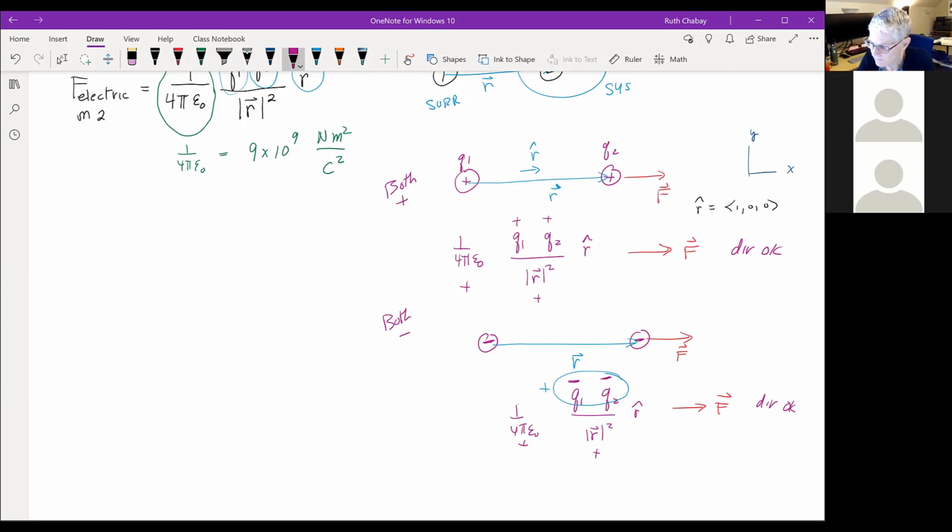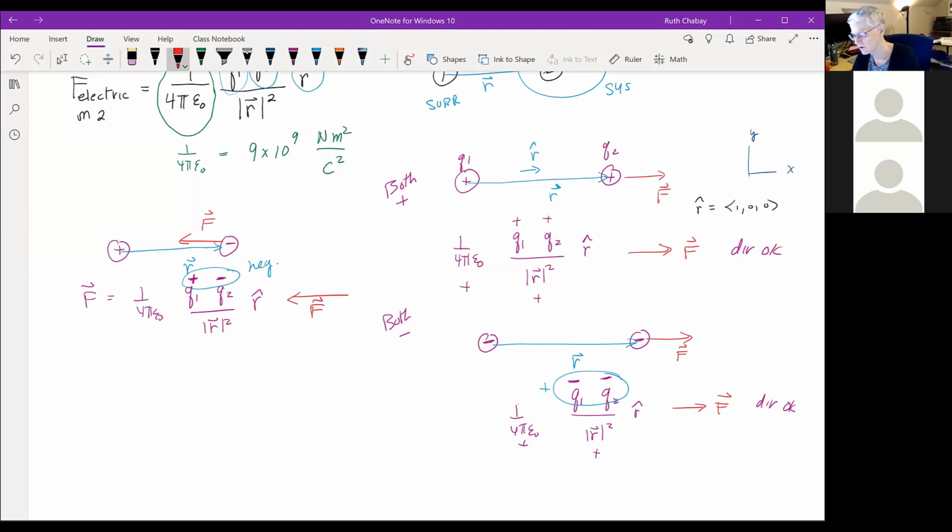So the remaining case is if one of them is positive and the other is negative. Now we still have r going that way and r hat going this way, but we think the force ought to go in the minus x direction because it's attractive. We have the force 1 over 4 pi epsilon 0, q1 q2 over the magnitude of r squared, r hat. q1 is positive and q2 is negative, so this product is going to give us a negative number. So we're multiplying r hat, which is (0, 1, 0), by a negative number.